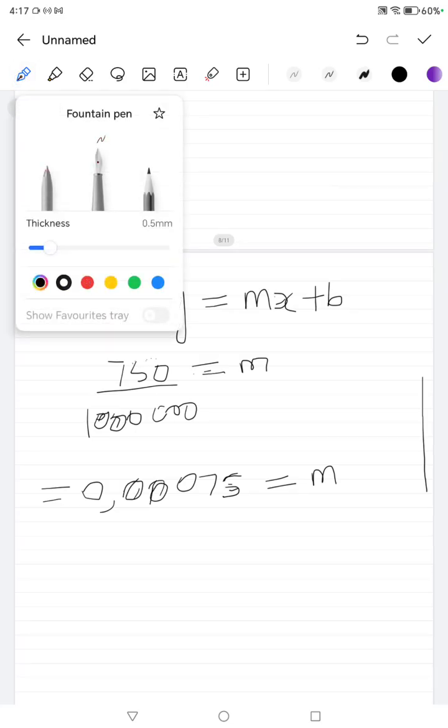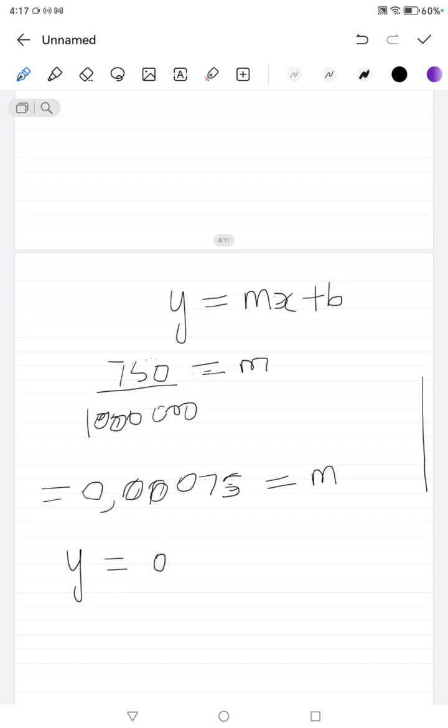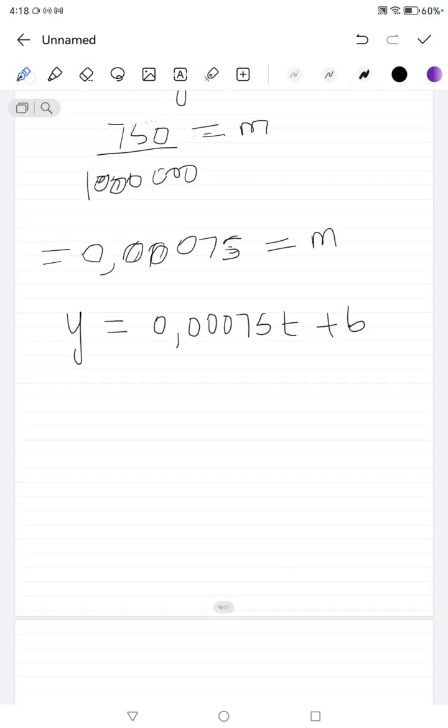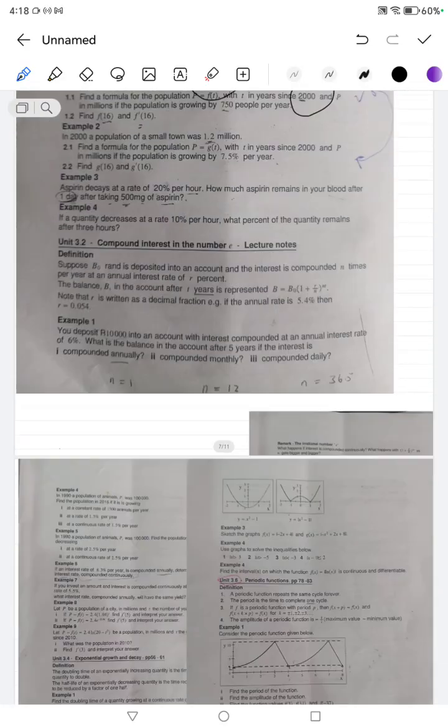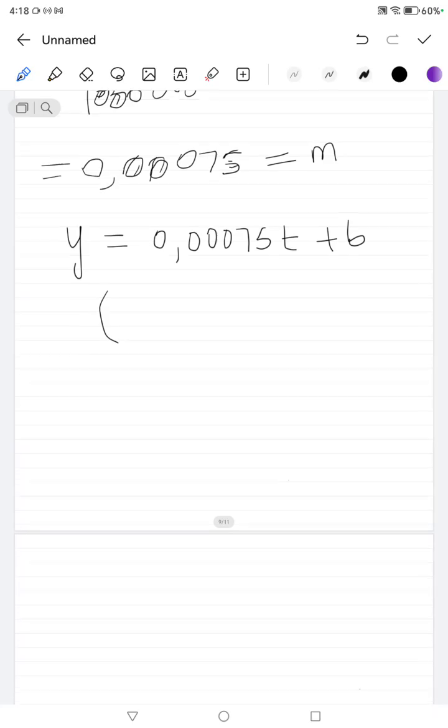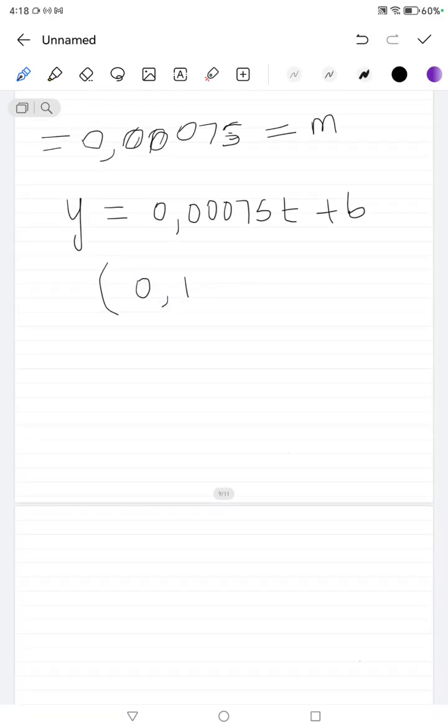We're going to have y equals 0.00075 t plus b. Okay, at least now it's back again, it's working better. Then now we set the point that we have at 0 and 1.2 million, which are given at the top. We have that 0 and we have that 1.2. Then as we know, this is your x, this is your y.